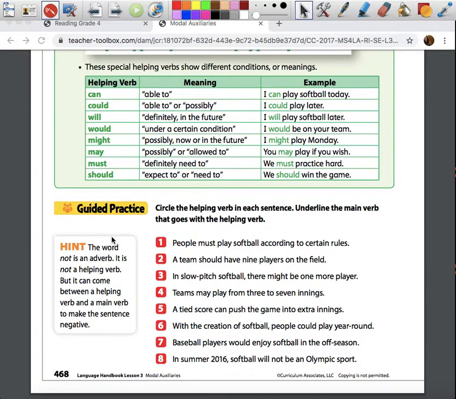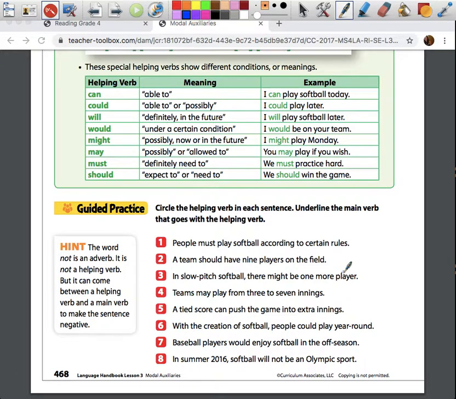All right, so let's look at our workbook page. So we're going to circle the helping verb in each sentence. Underline the main verb that goes with the helping verb. Well, I always like to start with the main verb. Those are easier to identify. So let's look at number 1. People must play softball according to certain rules.